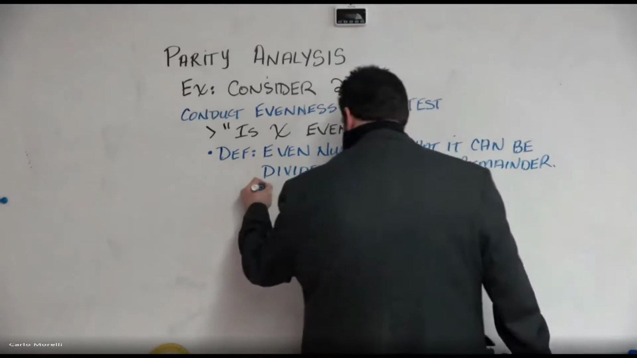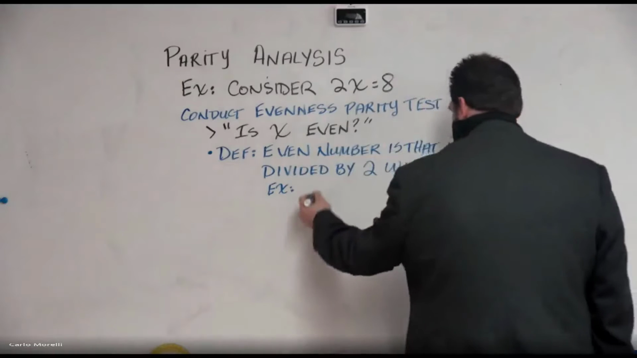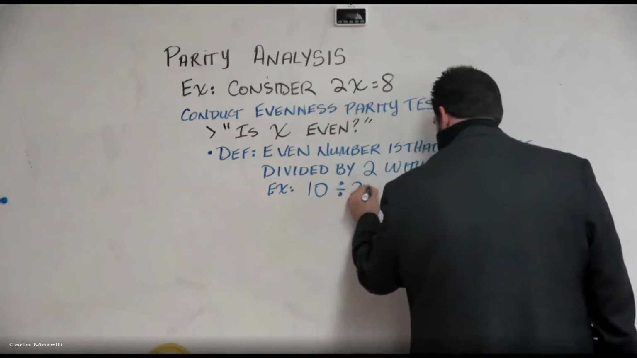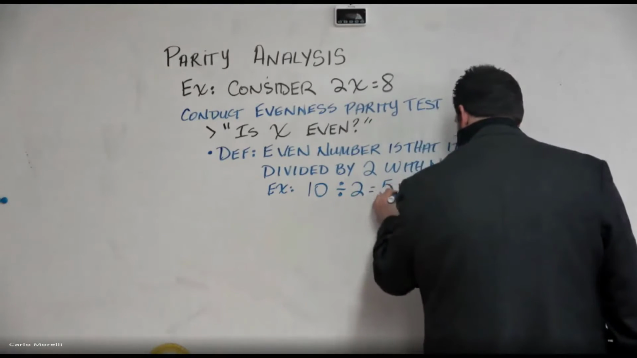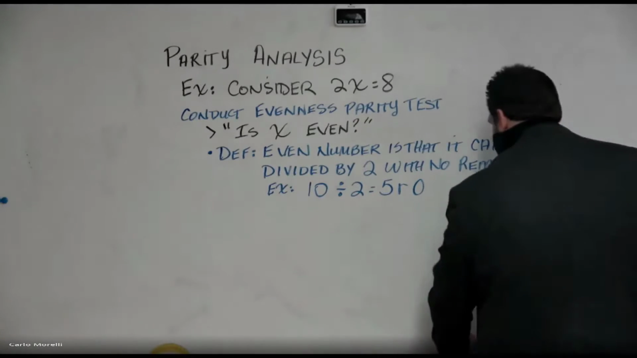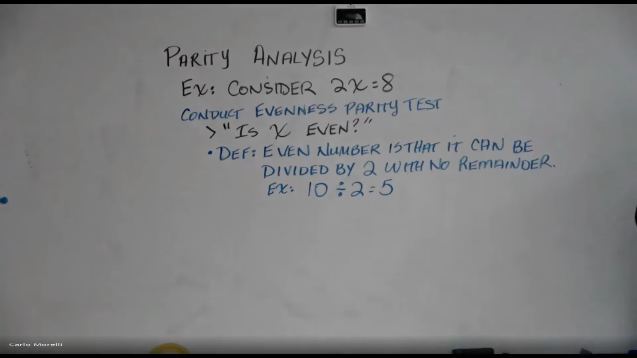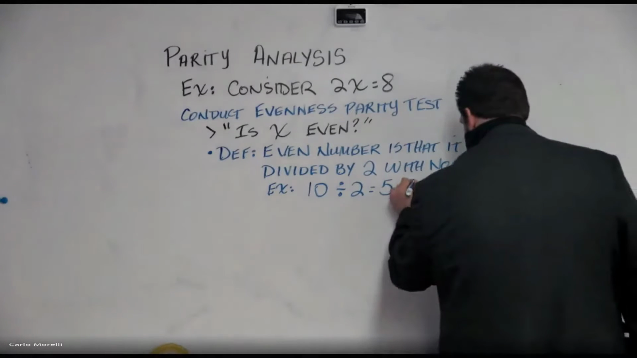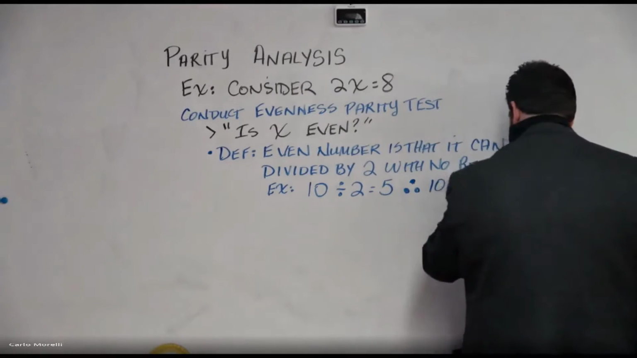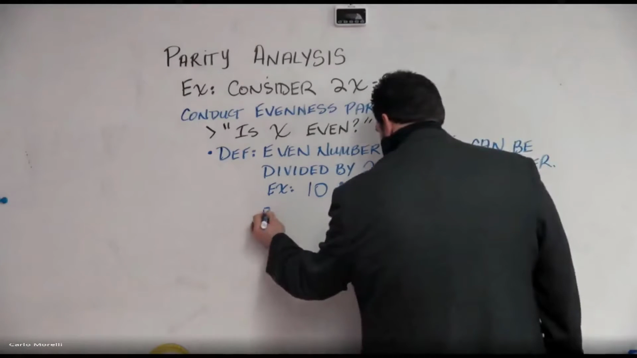Let's make sure we understand, okay? If we start with the number 10 and we divide by 2, we get 5 remainder 0, okay? 5 with no remainder. Nobody writes it that way. They just write 5. So 10 divided by 2 is 5 with no remainder. So therefore, remember this symbol means therefore, 10 is even. Okay? So let me just show a counter example of this.